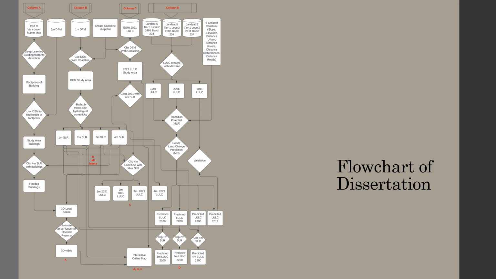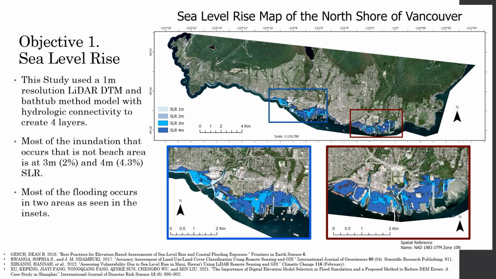All of the columns have data based off of B all layers, which are 1 meter SLR, 2 meter, 3 meter, and 4 meters. And the end products, besides column D, all end at the interactive online map. So these next few slides will discuss each objective's methodology, lit review, and results.